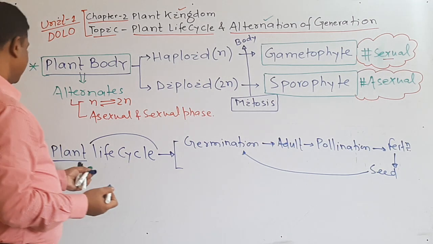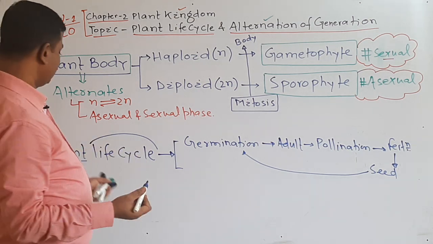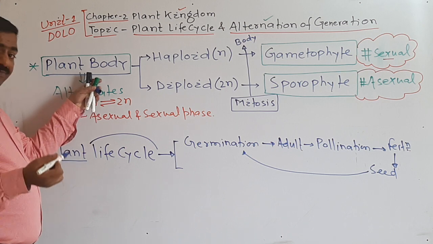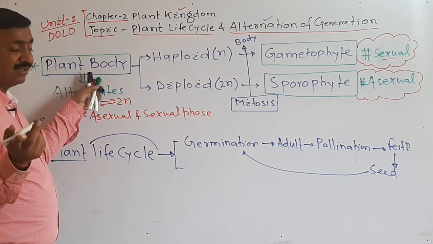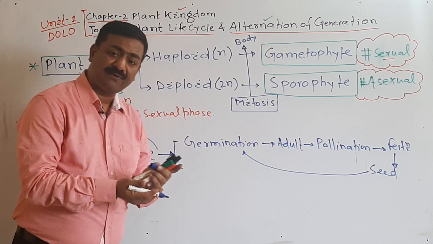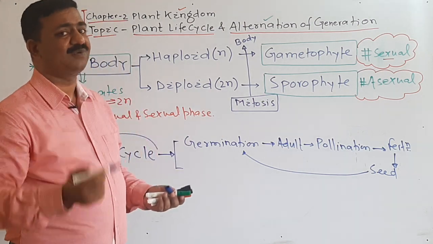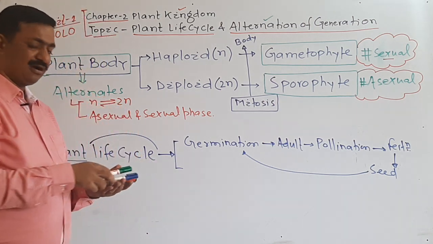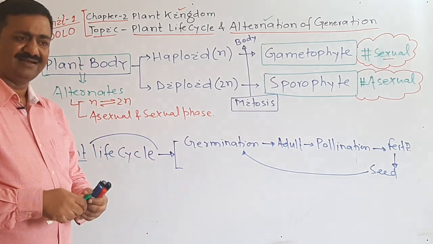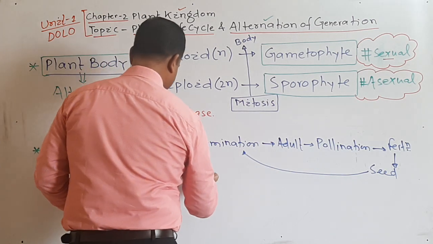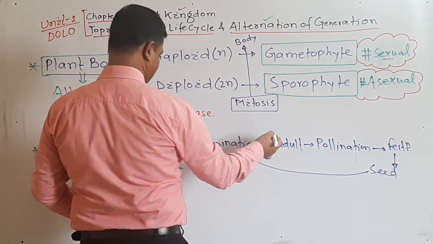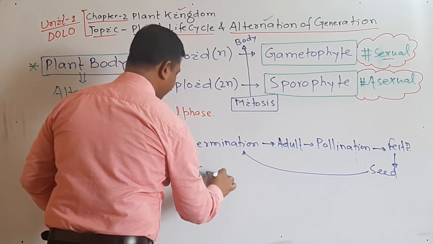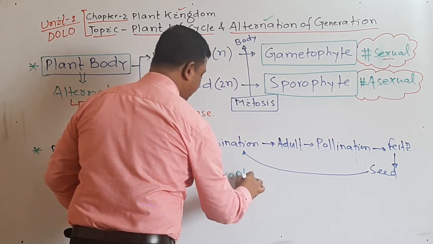Now see this, what happens? As I told you, a plant has a body, and the body has only two phases in general, that is haploid or diploid, that is gametophyte or sporophyte. So we'll find here that there will be repeated alternation. If you are talking about angiosperm, you will start from the sporophytic plant body.